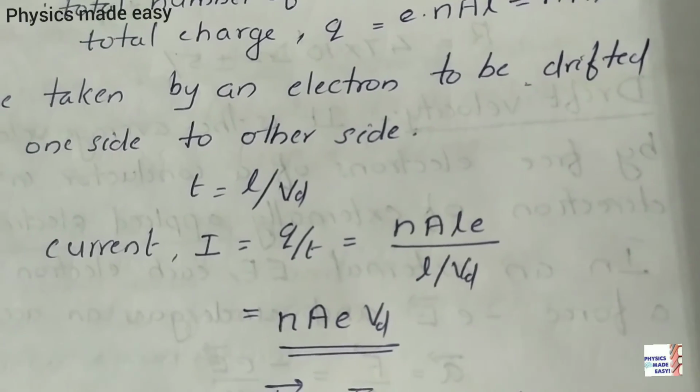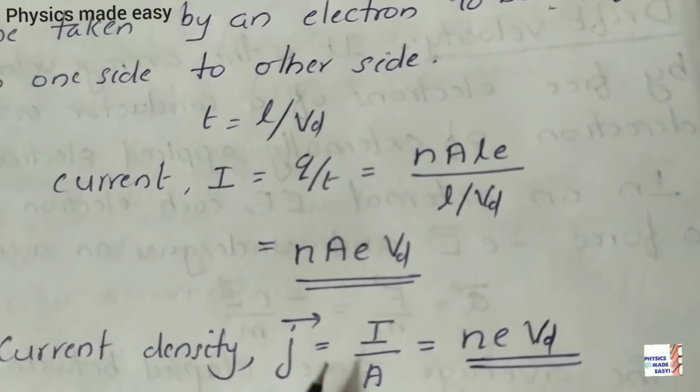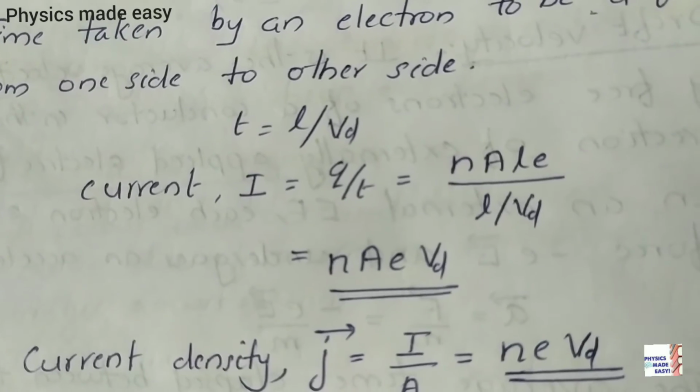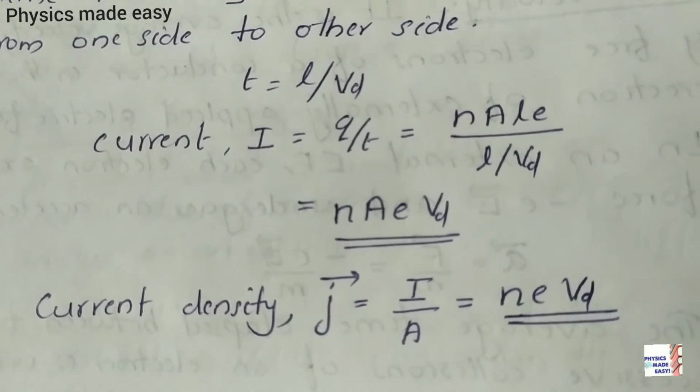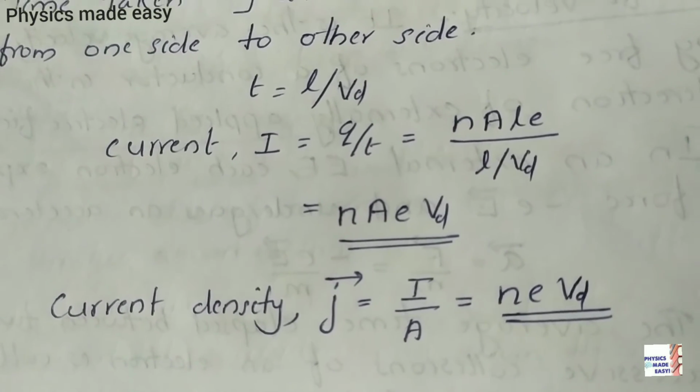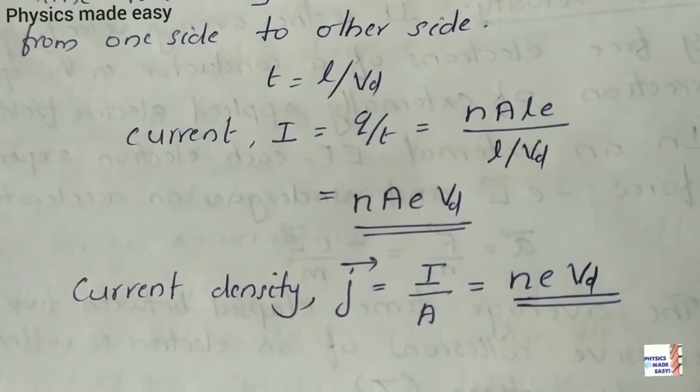So current density J is equal to I by A, you know. From this we can write current density as J equal to NeVd, where Vd is the drift velocity. This is the relation between current density and drift velocity.